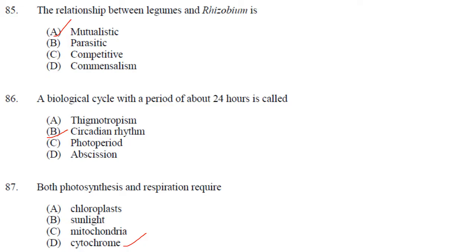Both photosynthesis and respiration require chloroplast? Chloroplasts are required only for photosynthesis. Sunlight is required for photosynthesis. Mitochondria is required for respiration, because photosynthesis uses chloroplast. And cytochromes are required by both. So answer is option D.